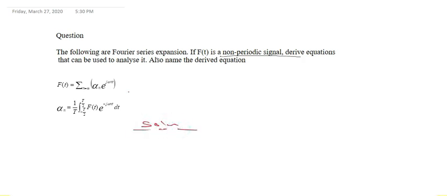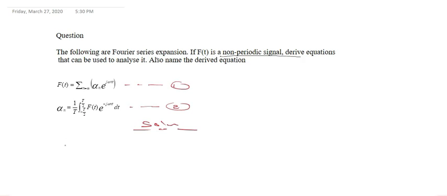Let's call this equation f of t equation 1, and let's call this equation 2 lambda n. In some questions it can be given as lambda n, sometimes as a_n. Whatever it is, just take note of the equation having 1 over T integral from minus half of T to half of T of f of t exponential minus j omega t dt. It can be represented as anything.